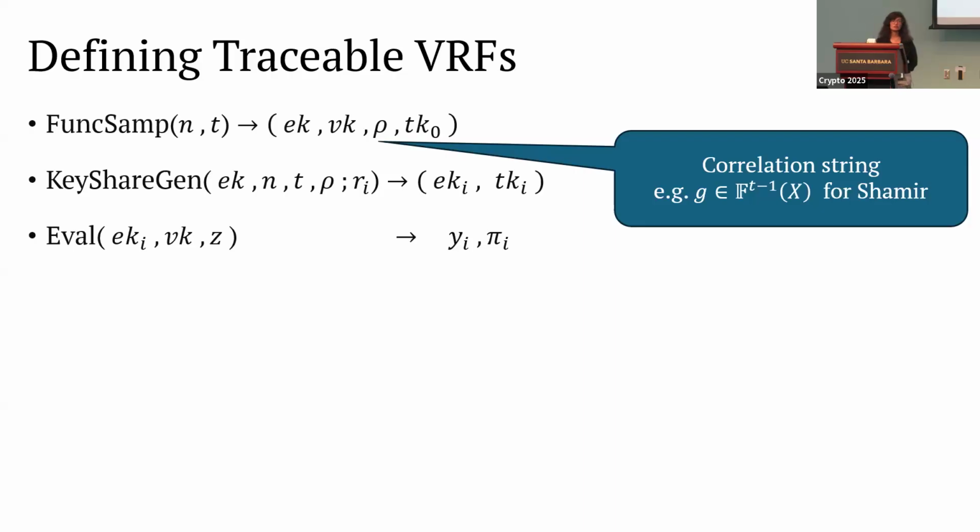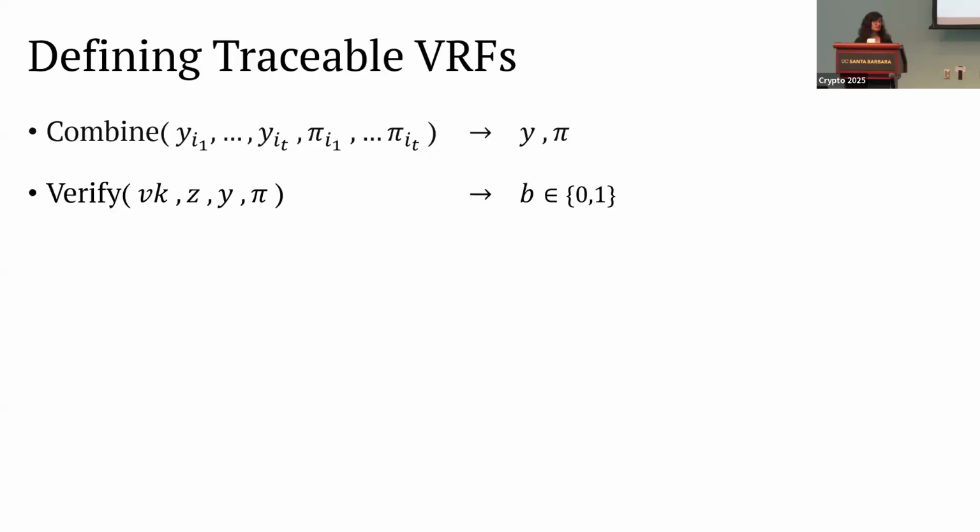Next, we have the eval algorithm. So any party i can use its evaluation key share EKi to get 1 share of the evaluation at any input Z. And we can also verify this share yi using the proof. And then we have the combine algorithm, which combines any t evaluations into a full evaluation and a proof. And then we can use the verify algorithm to check the evaluation.